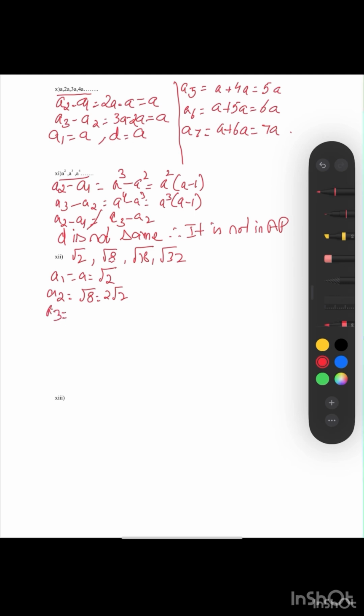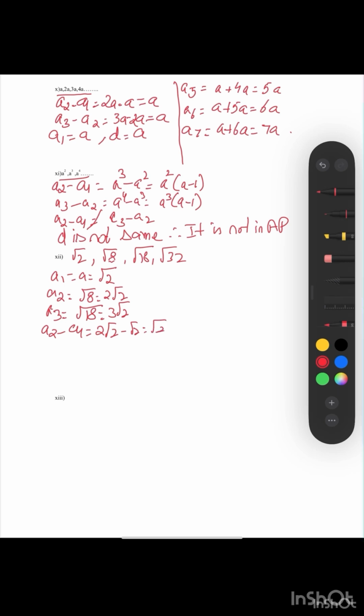I hope everyone remembers to prime factorize them, then make the pairs and take out the numbers which are in pairs outside the root. So under root 18 is 3 under root 2. Similarly, my A4 will become under root 32, that will become 4 under root 2.